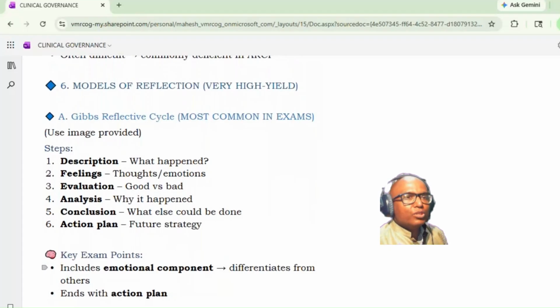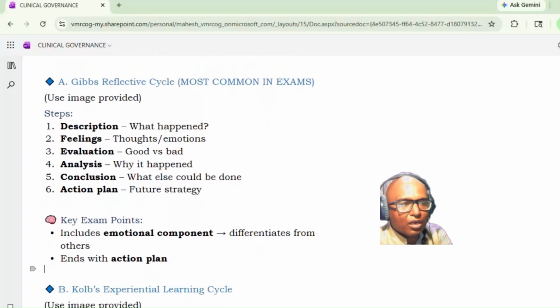self-regulated learning. So what are the models of reflection? Here you just remember certain names. One is the Gibbs reflective cycle, and the second one is Kolb's experiential learning cycle. So there are two things. The Gibbs reflective cycle mainly consists of feelings, emotions, and thoughts. They are taken into account.